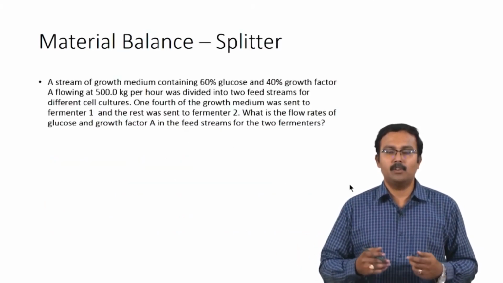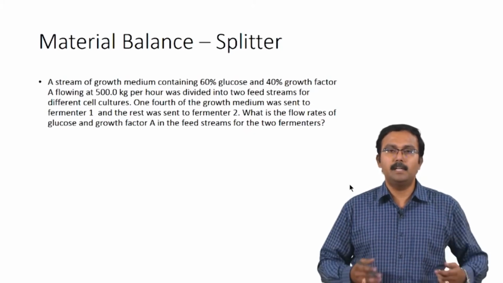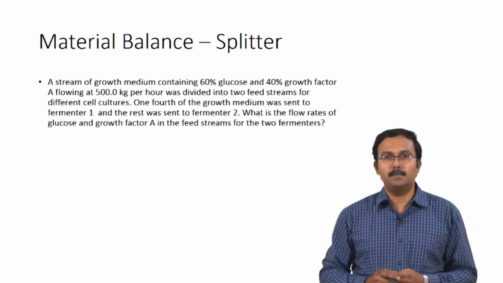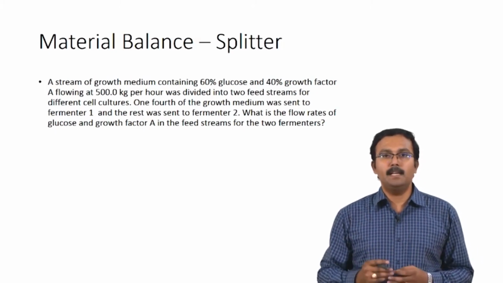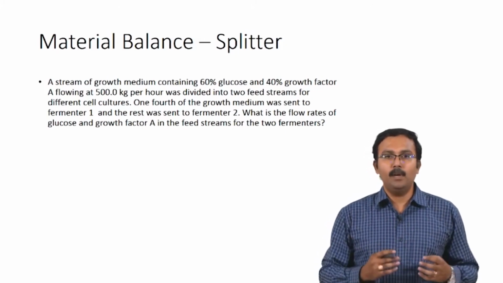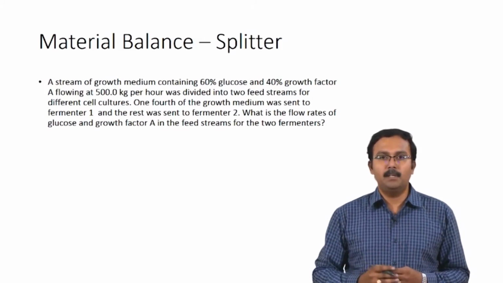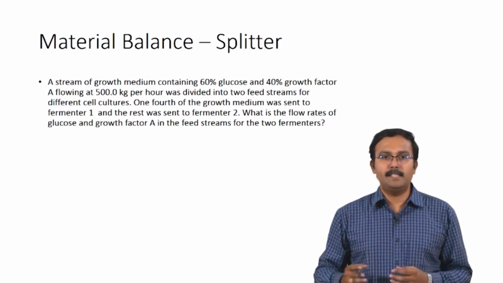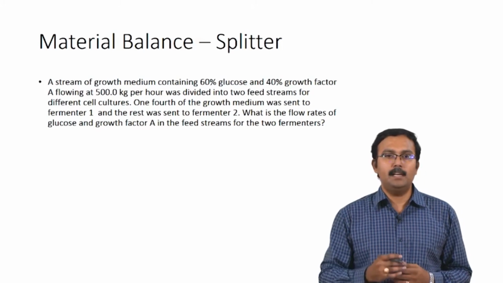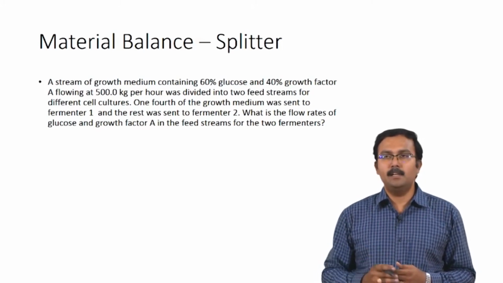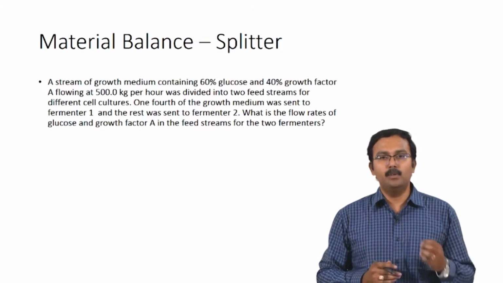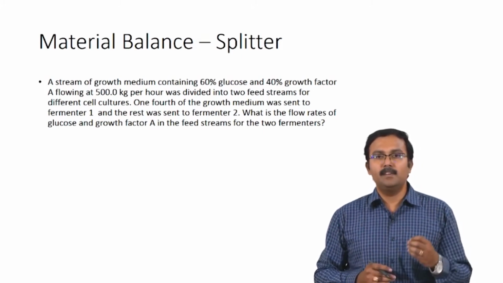Now let us try and solve a simple example problem which illustrates this. Here is an example problem which illustrates what we just learnt about the splitter. A stream of growth medium containing 60% glucose and 40% growth factor A is flowing at 500 kilograms per hour and is being divided into two feed streams for different cell cultures. 1/4 of the growth medium was sent to fermenter 1 and the rest was sent to fermenter 2. You have been asked to calculate the flow rates of glucose and growth factor A in the feed streams for the two fermenters.